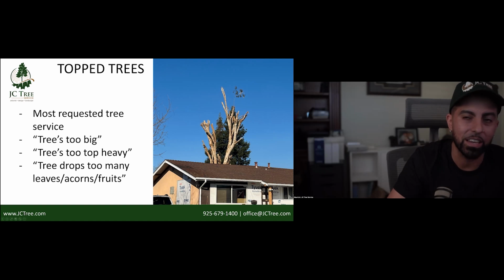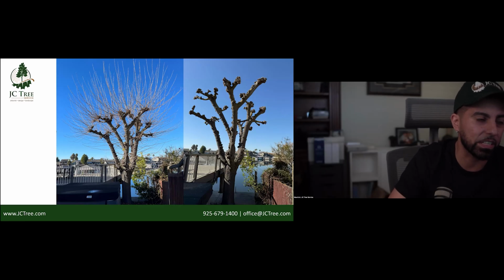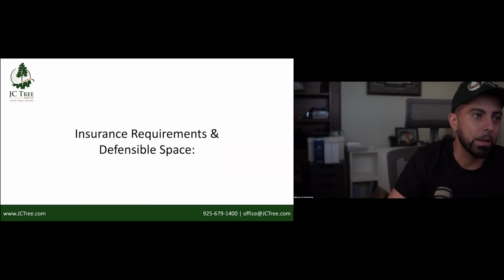As you can see, one limb becomes hundreds of limbs, and those limbs get bigger, and then you have a big hazard. So it's definitely not proper tree work. A lot of that is done even by tree companies. Definitely not good. Here's another example. You can see it's been cut back before, and it becomes hundreds of limbs instead of just one.